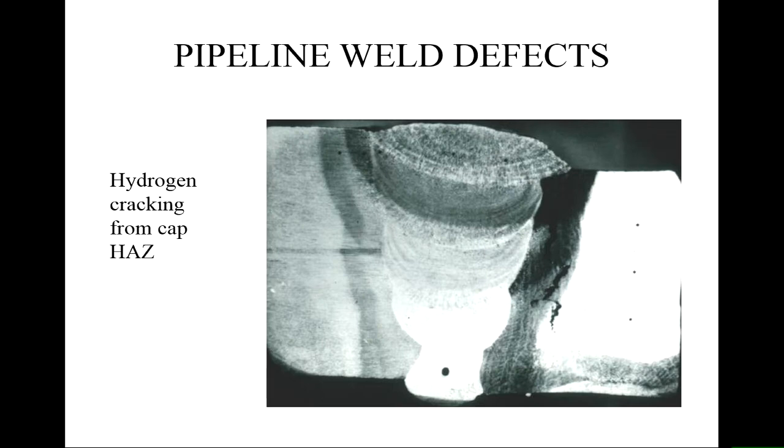Now back to hydrogen cracking. This is hydrogen cracking occurring in the heat affected zone from the cap pass here. So it propagated almost all the way through the heat affected zone. Here is where the crack stops on our image.